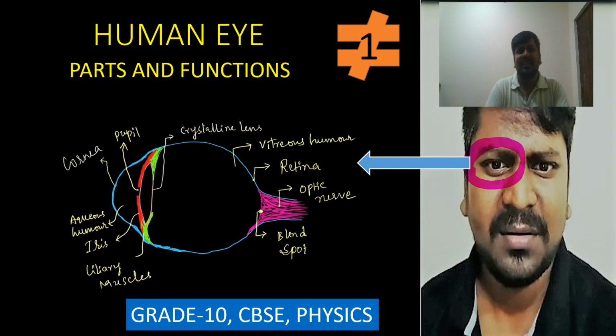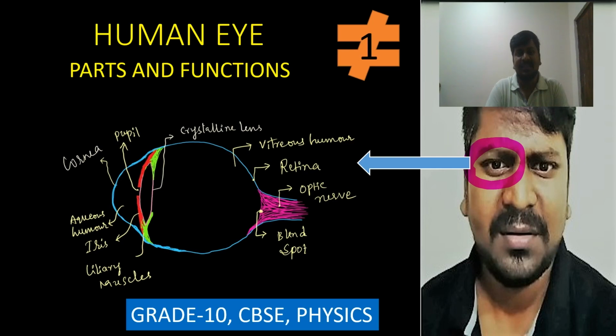So you can see, normally if you close your eyes, by smell, by sound, by touching, we are able to identify things, but you can't identify the color of the objects, right? The colors of the things around us we can't identify. Only by our eyes can we identify all these beautiful colors. So today our topic is human eye, parts and functions.